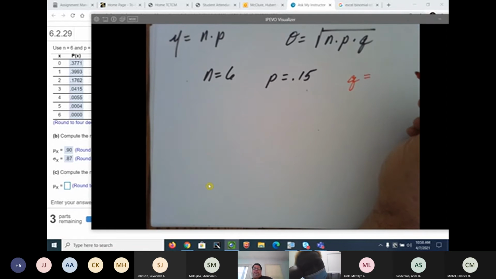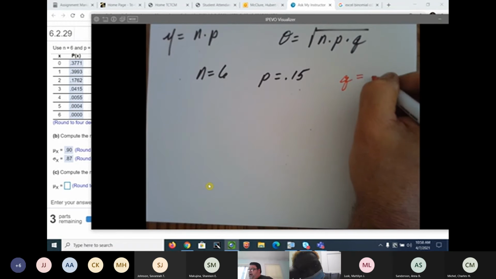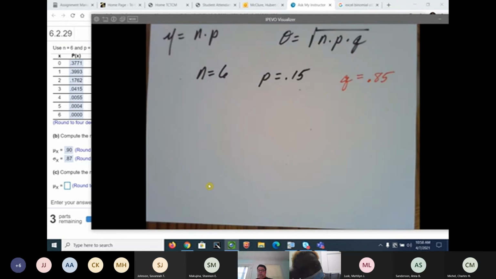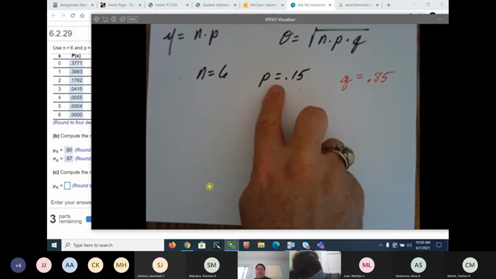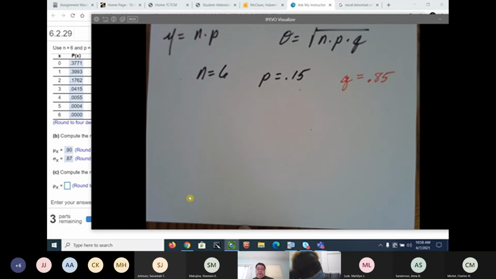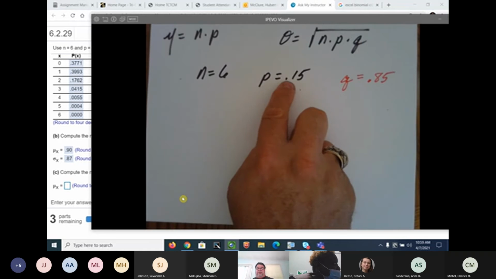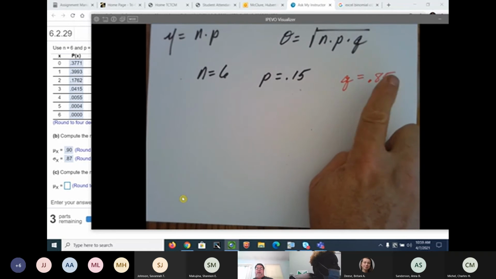Somebody tell me what q is. Hurry up. Don't take all day. 0.85. Tell the class how you got that. You take the complement of p. And we've been telling each other since the first day of class that the probability is equal to 1. So 1 minus 0.15 is 0.85.